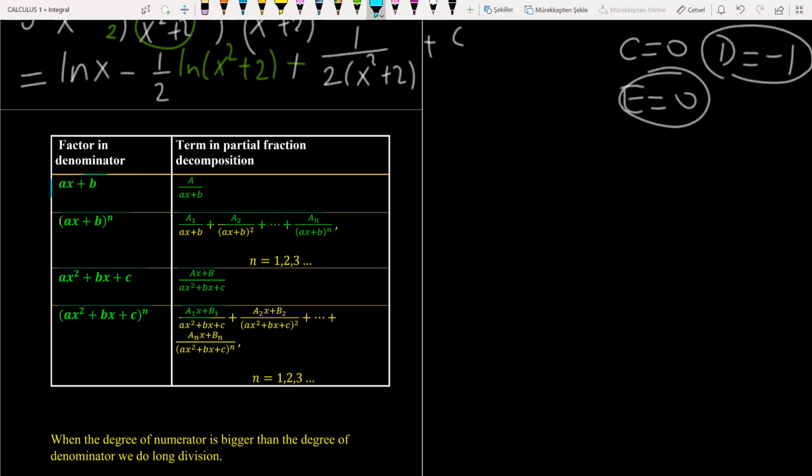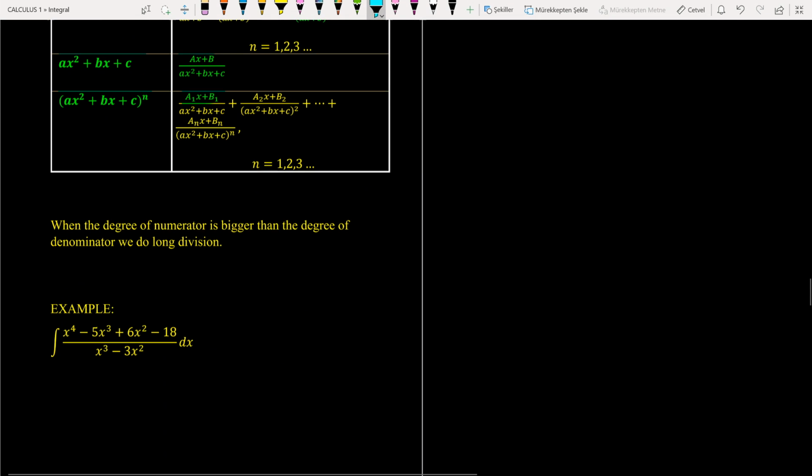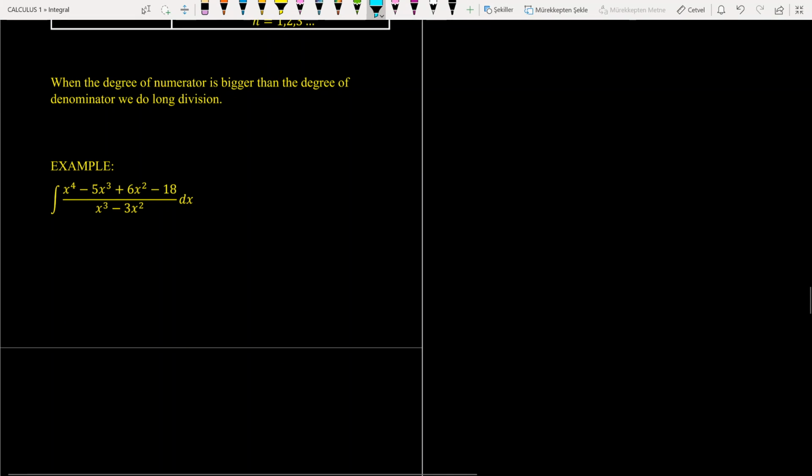Now, as a second case, when the degree of the numerator is bigger than the degree of the denominator, we do long division. It is another kind of problem when we talk about integrals of rational functions. So, how do we do long division?